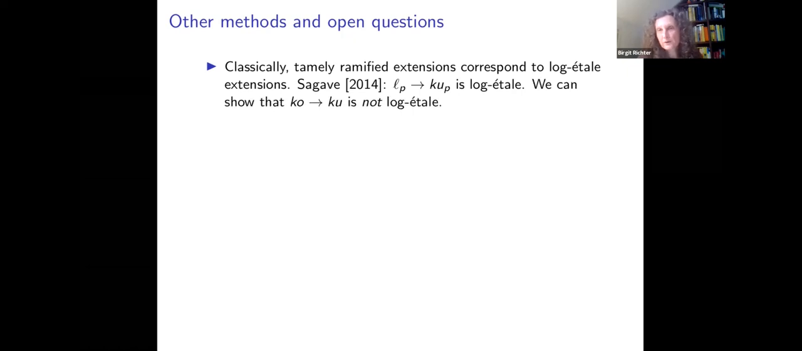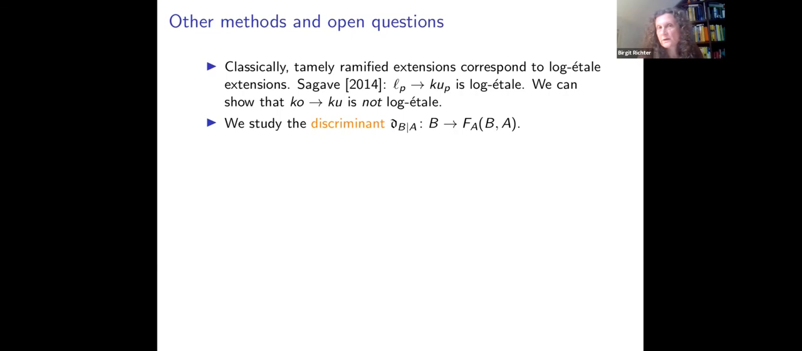And what we could show is that if you take logarithmic structures, whatever that is, if you don't know it, just ignore it. But if you take the Bott elements in KO and KU, they generate a log structure for you. If you take this structure, then KO to KU is not log étale, which fits the description of being widely ramified.